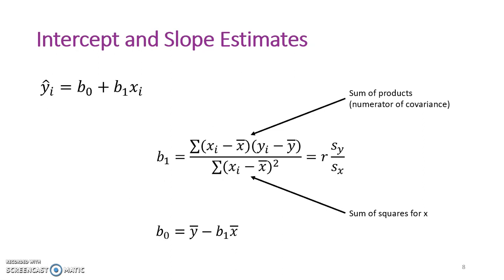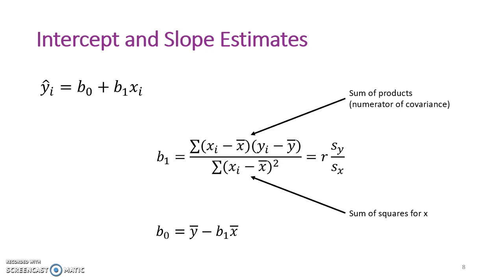Now, the intercept is a little bit easier to understand and calculate, because once we've calculated the slope, if we have the means of y and x, we can calculate the intercept. So remember, the intercept is the predicted value of y when x is equal to 0. And to get this value, we can essentially multiply the calculated slope by the mean of x, and then subtract that value from the mean of y. And this will give us the intercept.